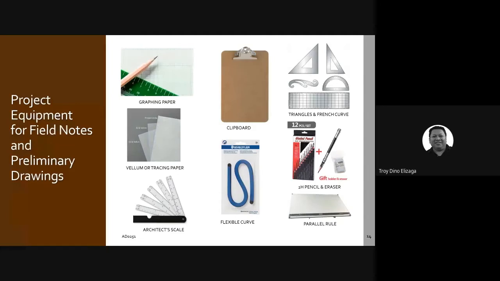The architect scale normally comes like a Toblerone, your triangular metric scale, but there are also versions which are the fan type, as you can see here. So this is another triangular metric scale.